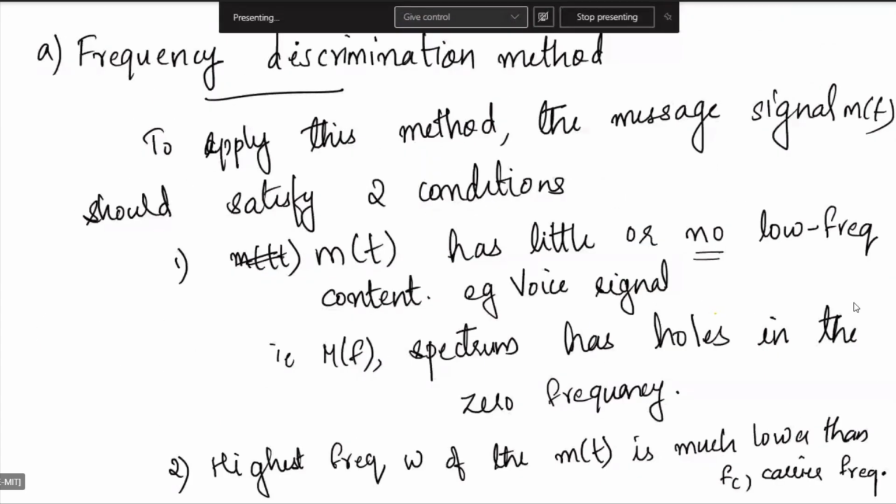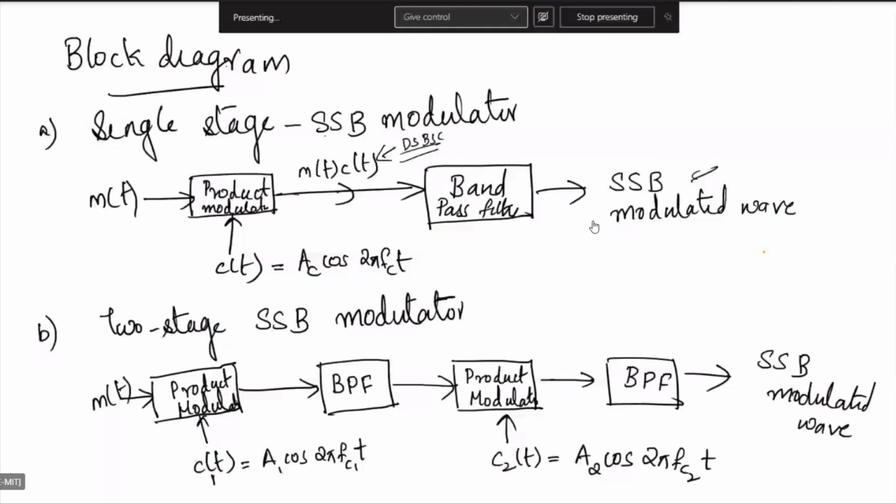Okay. So that is why this is a condition. The message signal has no low frequency component, no low frequency content. One example of such a message signal is a voice signal. Voice signal varies from 20 to 20K, so it is a band pass signal, not a low pass signal. And the highest frequency of the message signal is much lower than that of FC, the carrier frequency. That applies for any modulation technique.